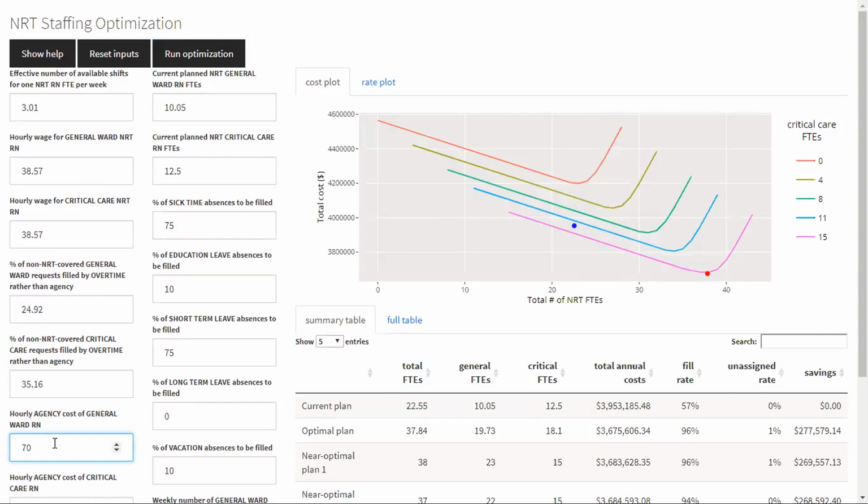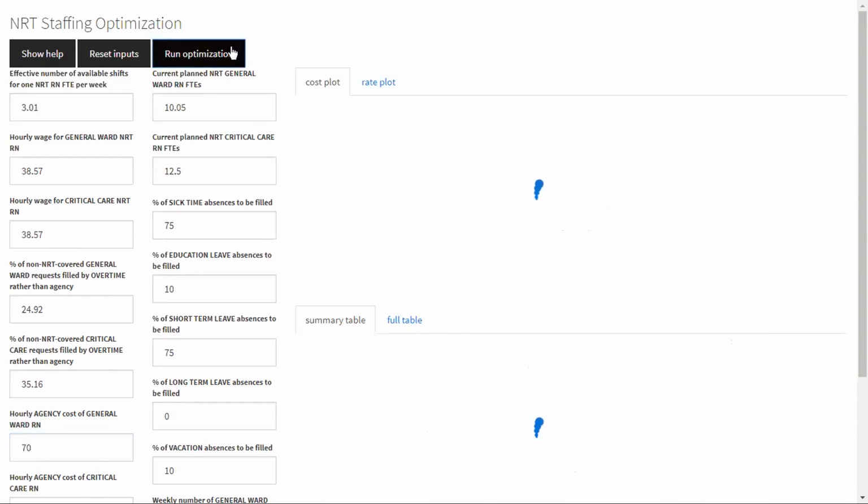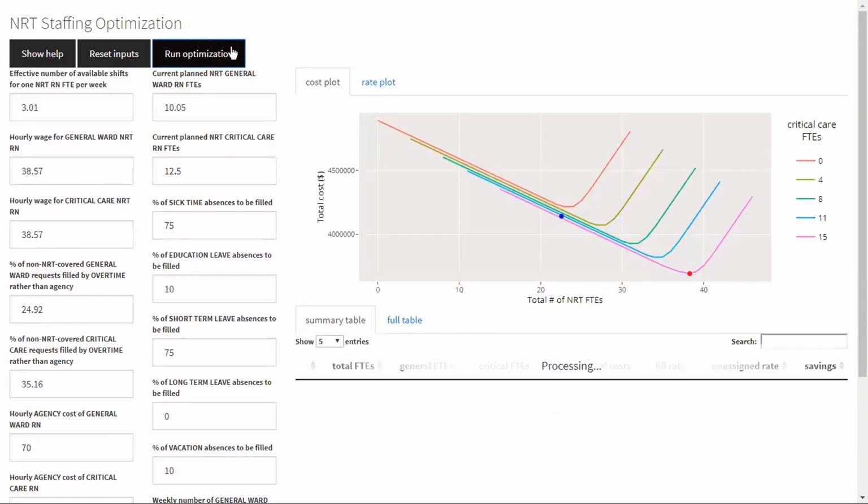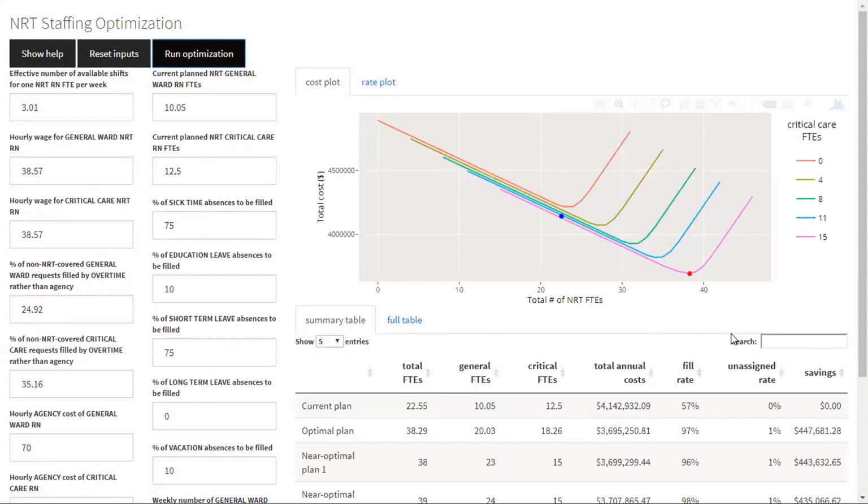Now let's see what would happen if hypothetically in the future that hourly rate increased to $70 per hour. We can rerun the optimization model. And what we see is that the optimal team size has not changed much. It has bumped up slightly closer to 39, but not a big difference. Let's see what happens if we change a different input parameter. On the upper left, this parameter corresponds to the average number of available shifts for one NRT nurse FTE per week. Currently, it's set to 3.01 as the default value. Let's see what happens if that weekly number of shifts was decreased to 2.8.